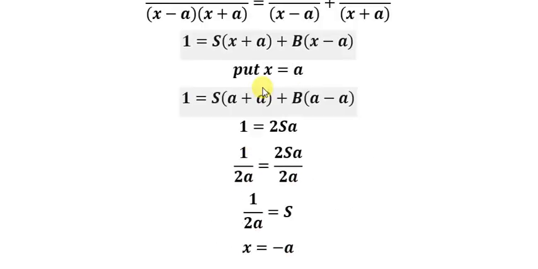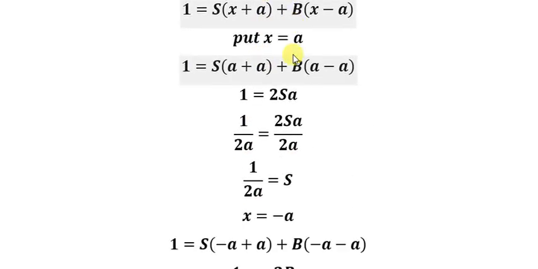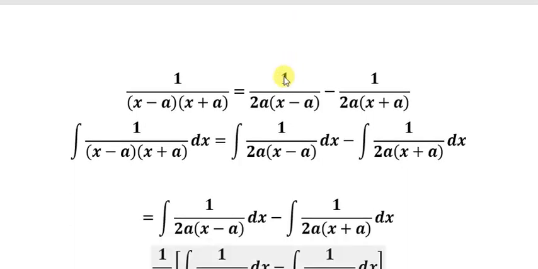Where s was located, we put 1 over 2a, and where b was located, we put 1 over 2a. Therefore, we rewrite it in this form, like the original form. At this end, we can begin the proper integration. To do the integration, we can do it separately because these are individual, independent terms. We can therefore integrate this end and also integrate this end. That's what we are doing here.